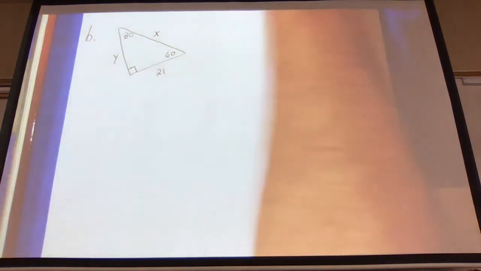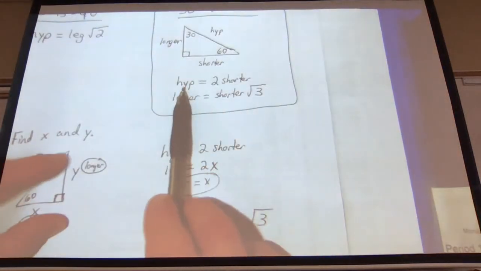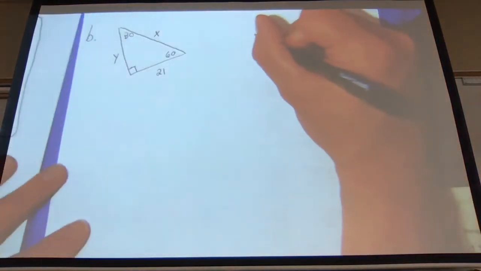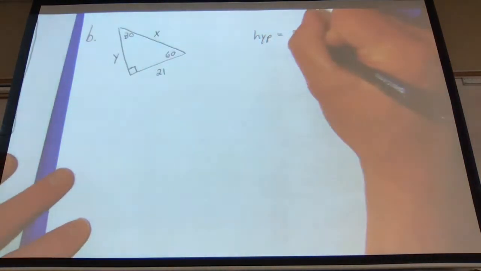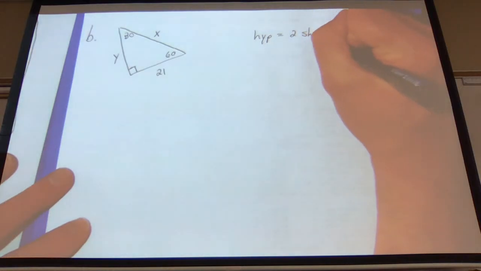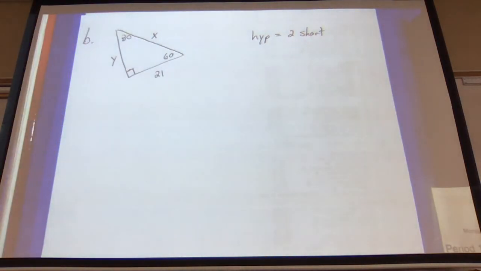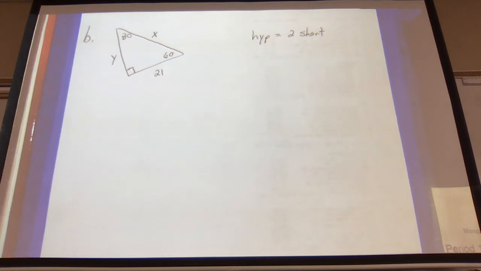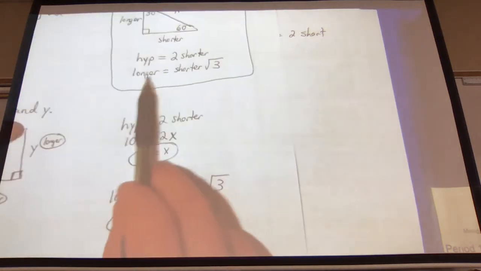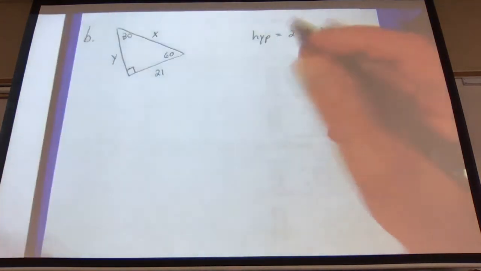And then eventually we're going to use both equations, so we might as well write them both down. So if you want to go back, your equation, hypotenuse is 2 times the shorter. I'm going to start to abbreviate a little bit. Hypotenuse equals 2 times the shorter. And I'm going to leave a little room, we'll put the other one. Longer is equal to shorter times the square root of 3.